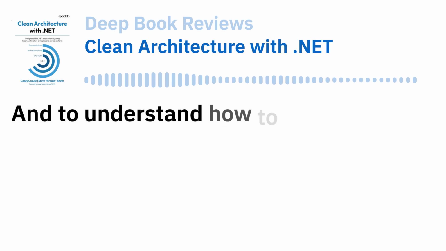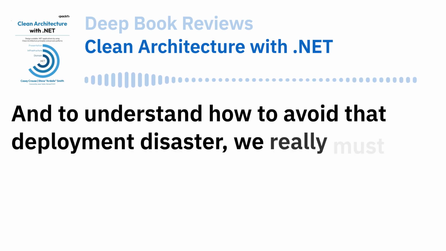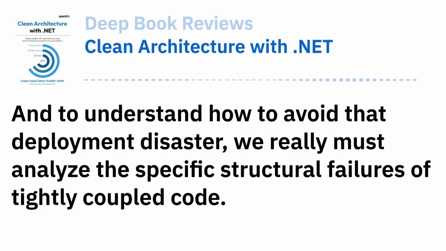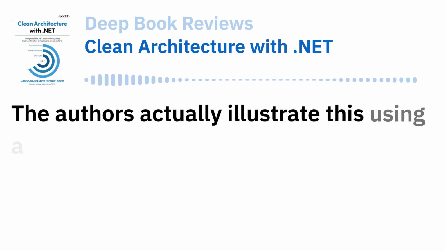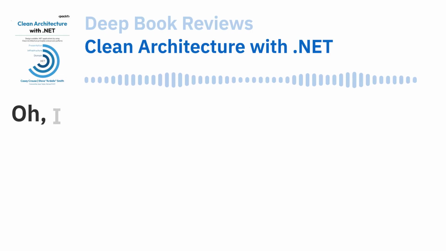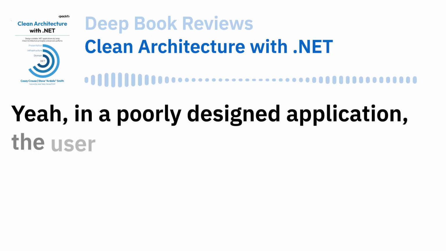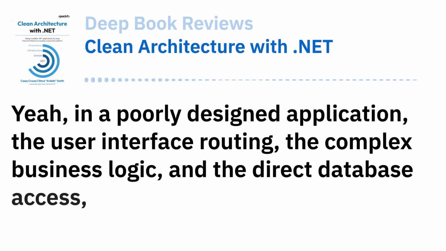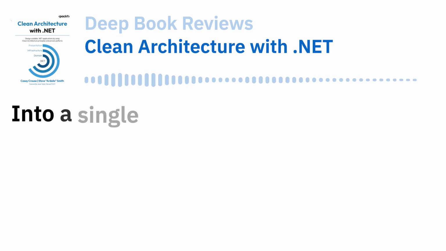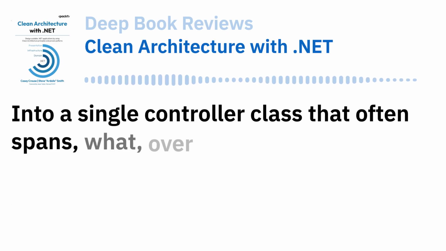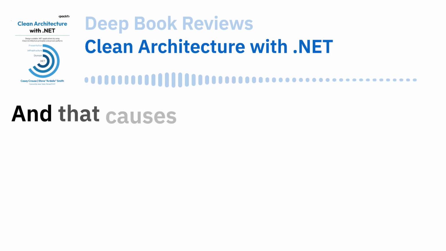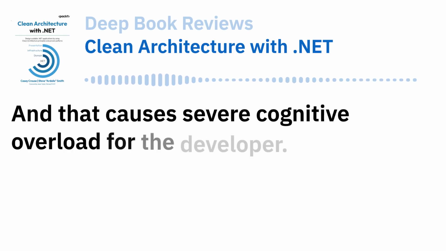Right, and to understand how to avoid that deployment disaster, we really must analyze the specific structural failures of tightly coupled code. The authors actually illustrate this using a common shopping cart scenario. Oh, I remember that part. It's a great example. Yeah, in a poorly designed application, the user interface routing, the complex business logic, and the direct database access, they're all just blended together. Right, into a single controller class that often spans over 1,000 lines of code? Easily over 1,000 lines. And that causes severe cognitive overload for the developer.